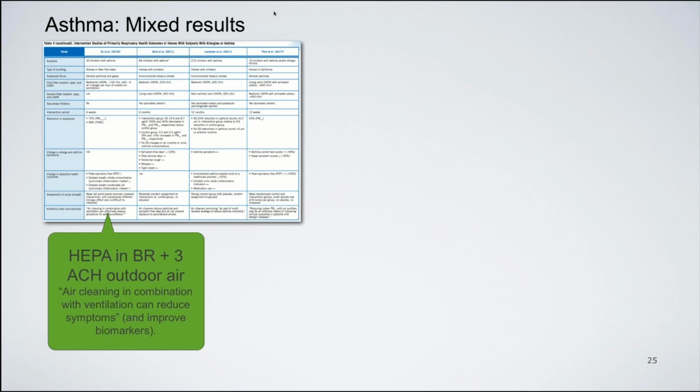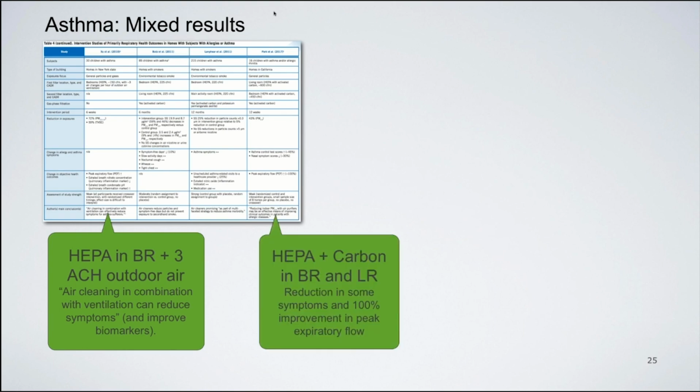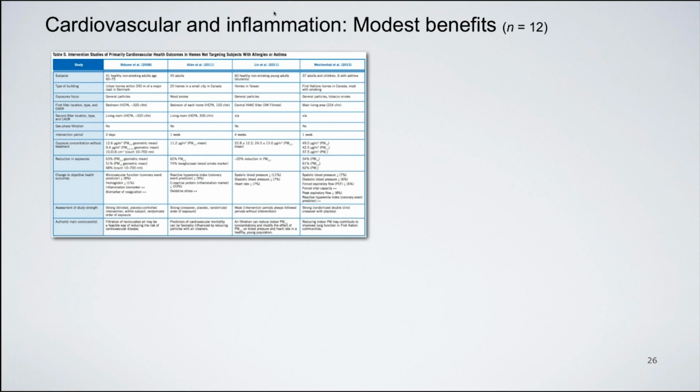In a fourth study, the HEPA in the bedroom, including outdoor air being added to it, HEPA filter, had reduced the impact of asthma. And in the final study, the HEPA and carbon filtration in the bedroom reduced symptoms. Go ahead. It improved peak expiratory flow by 100%. So let's go to the next one.